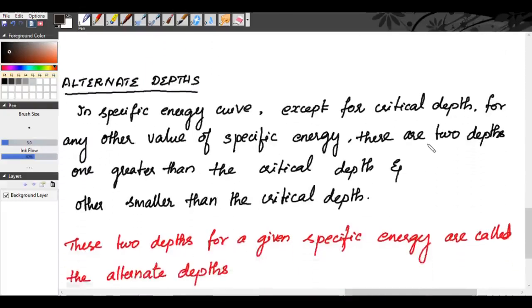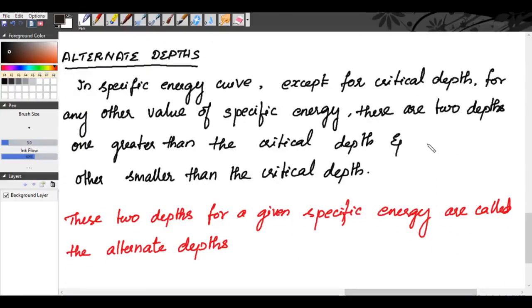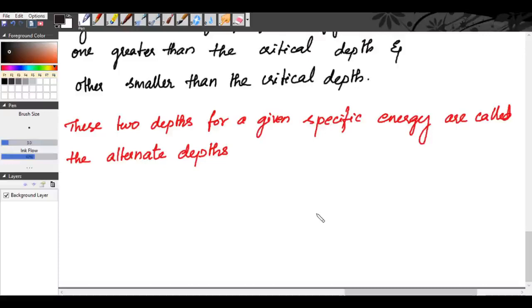Now let us see what is called alternate depths. In the specific energy curve, except for critical depth, for any other value of specific energy, there are two depths, one greater than the critical depth and the other smaller than the critical depth. So these two depths for a given specific energy are called alternate depths.